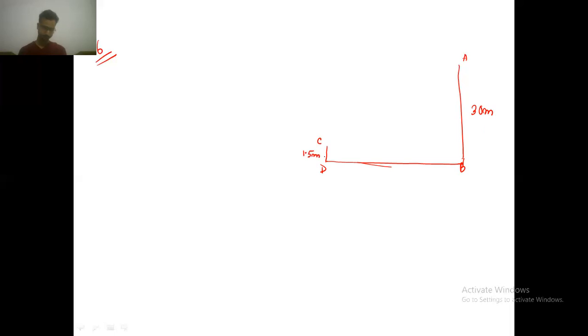Now see, he is standing from the building at some distance BD. Now see, the angle of elevation from his eyes. Suppose this is the boy, and suppose this is his eye. So the angle of elevation from his eye to the top of the building. What is the top of the building? The top of the building is A. A is the top position of the building.